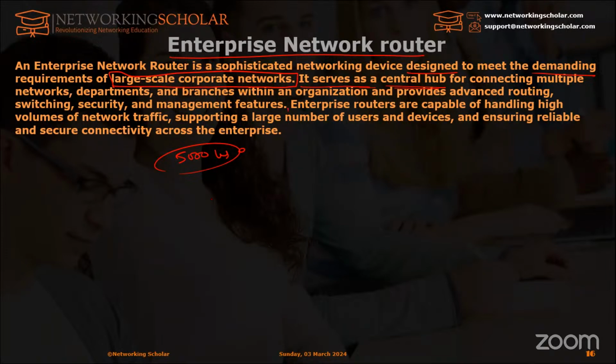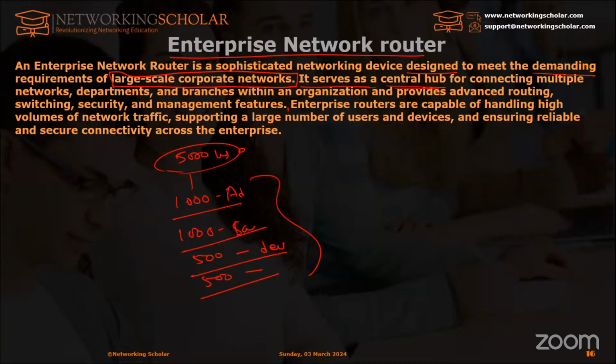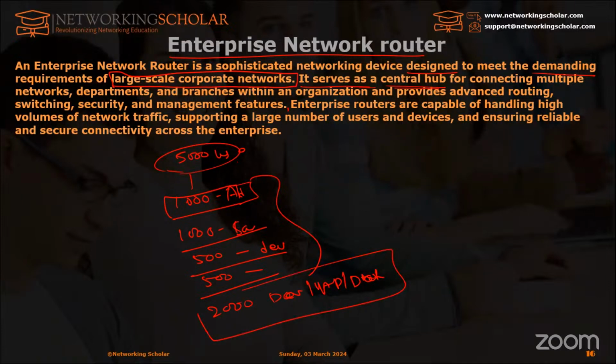Suppose that we have 5,000 users: 1,000 belong to the admin, 1,000 belong to the sales, 500 belong to our developers, and 2,500 users are from different scenarios. So we have segregated these kinds of numbers. And suppose that we have 2,000 data devices for application and data center devices. So how is it going to be managed?